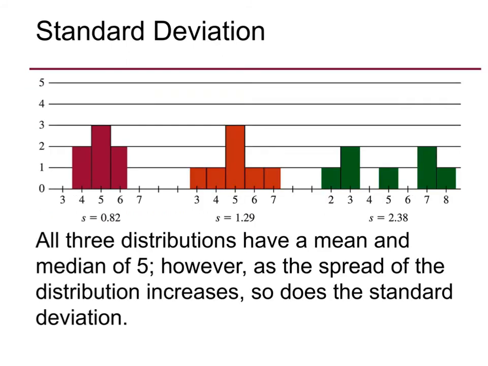Here's a visual example of standard deviation. We have 3 different distributions, and the mean and the median of all 3 distributions is 5. But the first one has a standard deviation of 0.82. You can see how packed together it is. The second one has a standard deviation of 1.29, a little bit spread out. The third one has a standard deviation of 2.38, a little bit more spread out. This data is more spread out than that data, but their mean, median, and mode are all 5 for all of them.